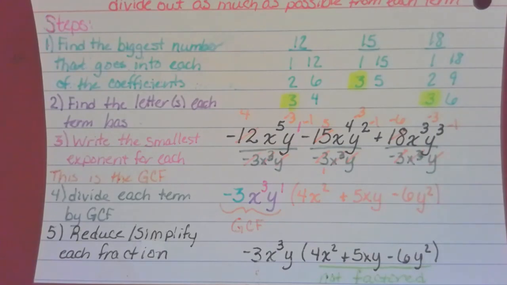And then my final answer for this problem is not fully factored, though, because once I pull out the GCF, I do have to check what's in the parentheses to see what else I can factor. In this case, I can't actually factor the inside stuff, but that will be on a later card. So my final answer is going to be the GCF first, and then the rest of the polynomial. So it's negative 3x to the third y times the quantity 4x squared plus 5xy minus 6y squared.